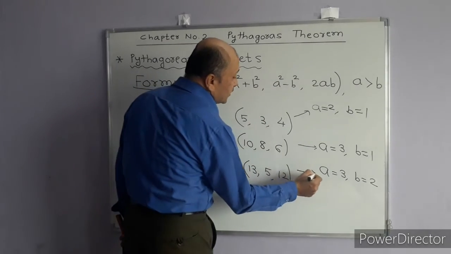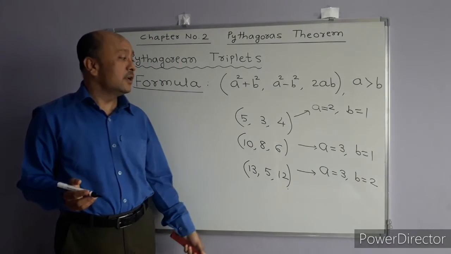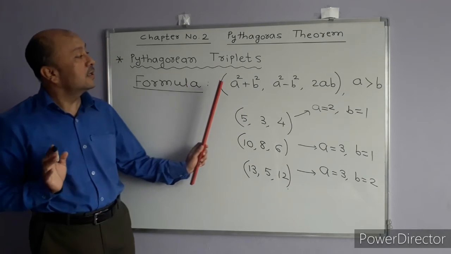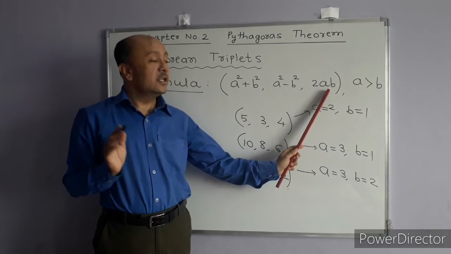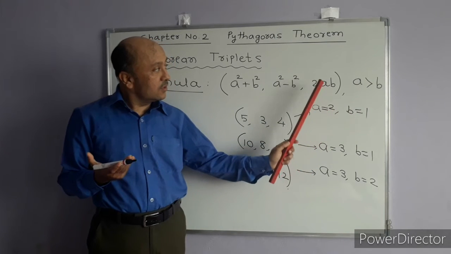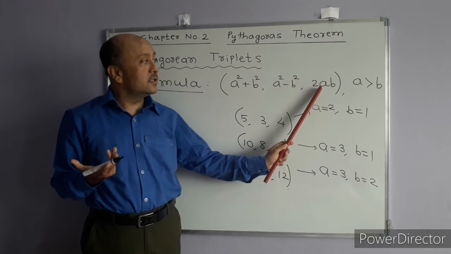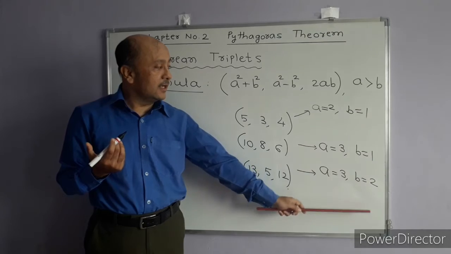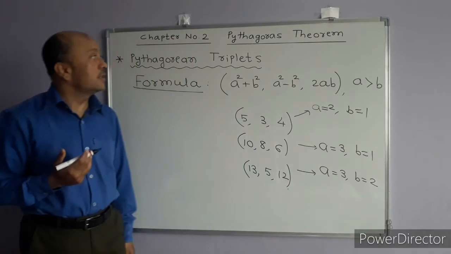So students, in that way we can find various Pythagorean triplets by using this ready-made formula. Once again I repeat the formula: a square plus b square, a square minus b square, 2ab. What is the condition here? a is greater than b. Generally don't take zeros, because if you take zero then this value will come 0. We cannot draw a figure having 0 length. So let us start with 1 at least, and from 1 onwards we can go ahead. So this is all about Pythagorean triplets.